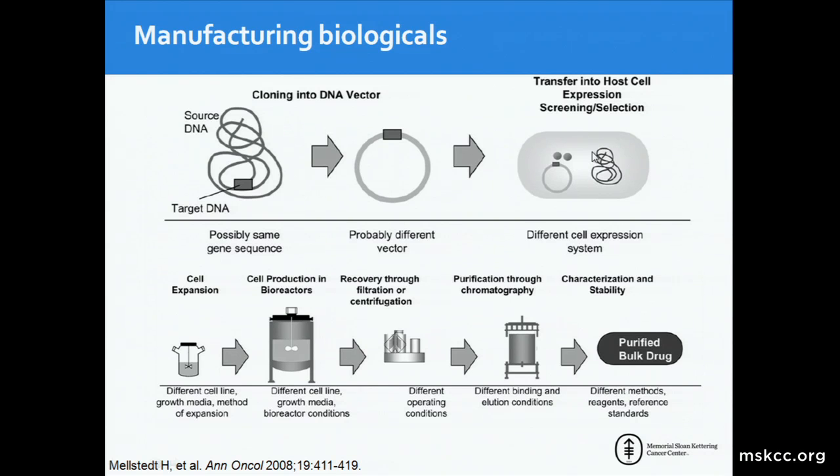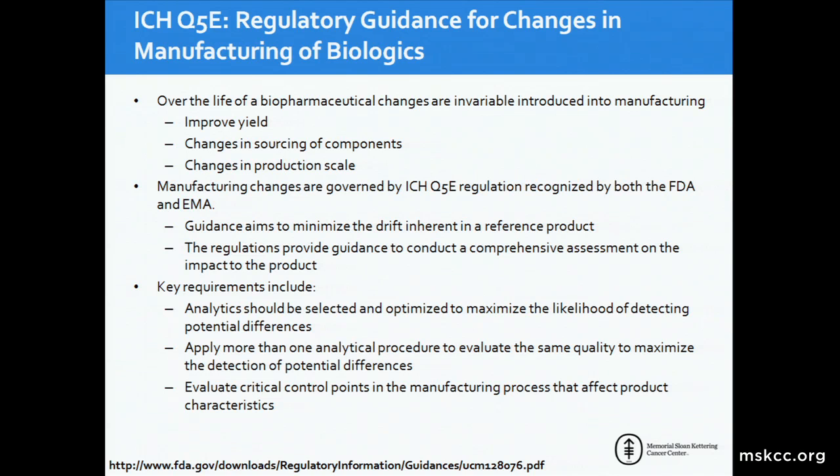We have expression vector, the media, the source, the scale. All of these things can affect the molecule. And in fact, we know that biological molecules vary over time, and there are guidelines that say how manufacturers have to be really careful about changes to their manufacturing process. But all of these communications are confidential. They're between the agency and the manufacturer.